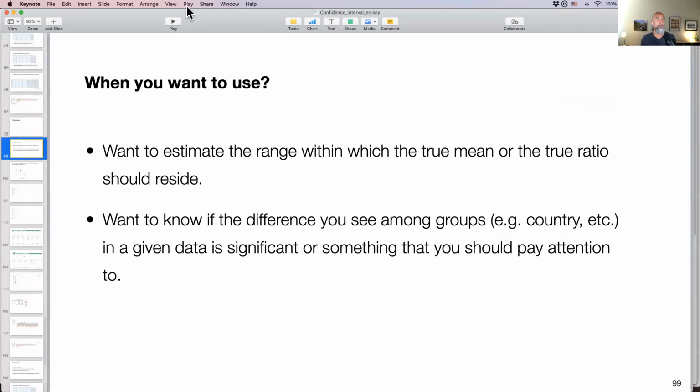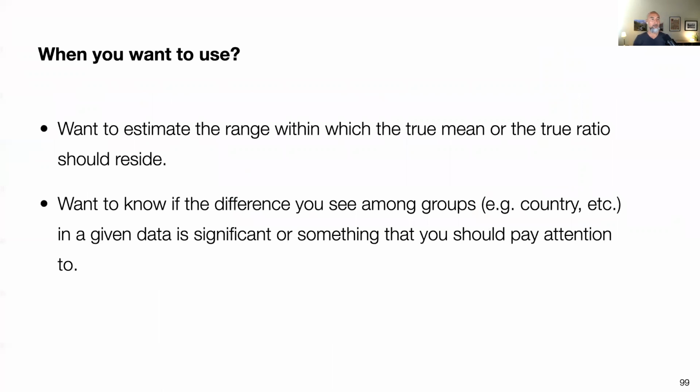So before closing, I want to conclude. Again, we talked about confidence interval, and the important thing is when you want to use it. One is when you want to estimate the range within which the true mean or true ratio should reside. The second point is really important when you want to compare among groups, such as country, pages, or channels, in the data you have, and you want to see whether the difference is significant or something you should pay attention to.